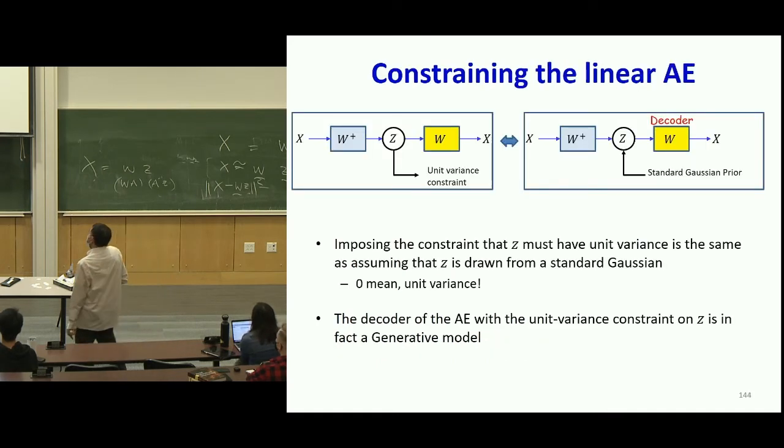So if you look at this, this is basically a linear autoencoder. I'm constraining z to have zero mean and unit variance so that I can get a unique answer. And so this part here is the encoder, this part is the decoder, right? And this decoder portion is in fact just a generative model.